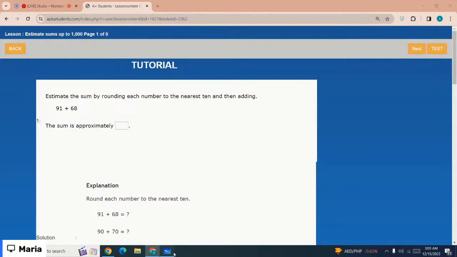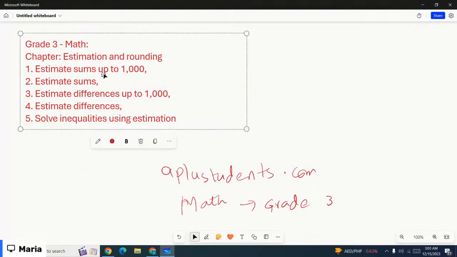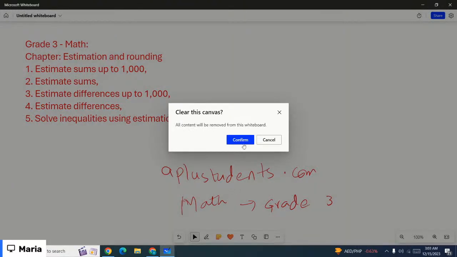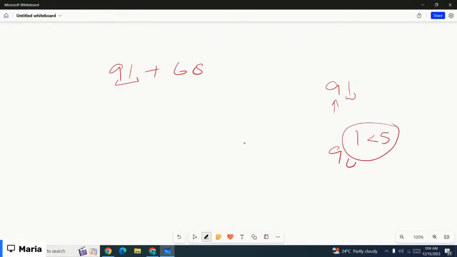The first one is 91 plus 68. Let's see how we round them off. You need to round the numbers to the nearest 10. 9 is at the tens position, right? On the right hand side of the 9, you have 1. Compare this 1 to 5. 1 is less than 5, right? So you round down, keeping the same 10 and replacing the other digit with a 0. So 91 is rounded off to 90.